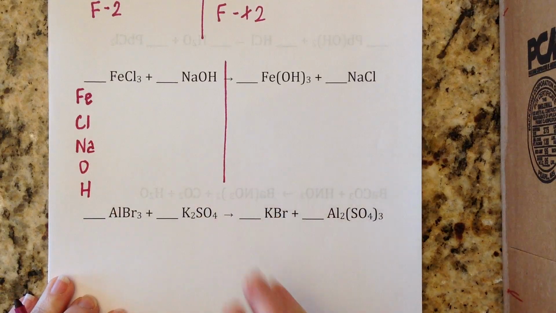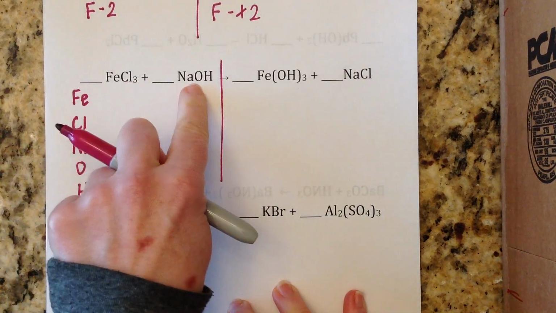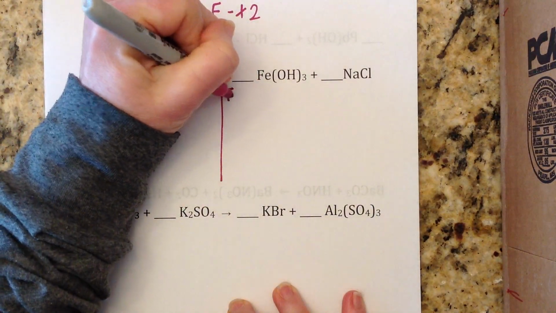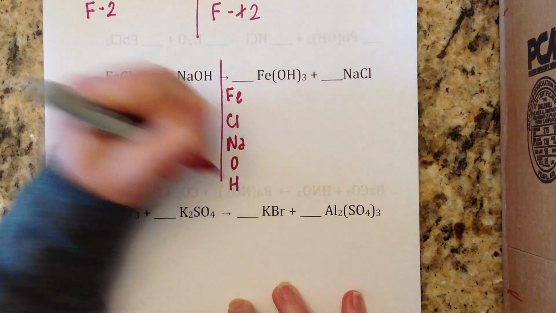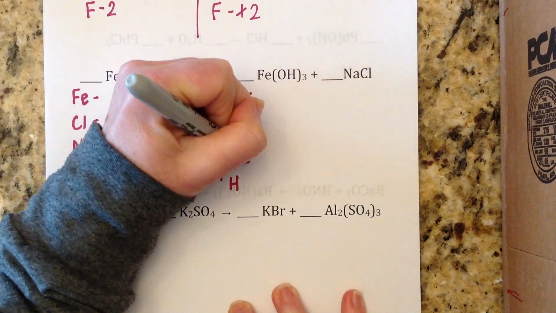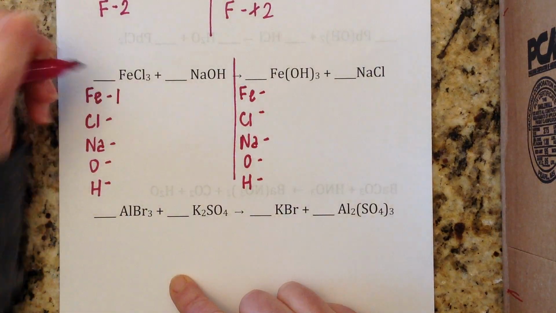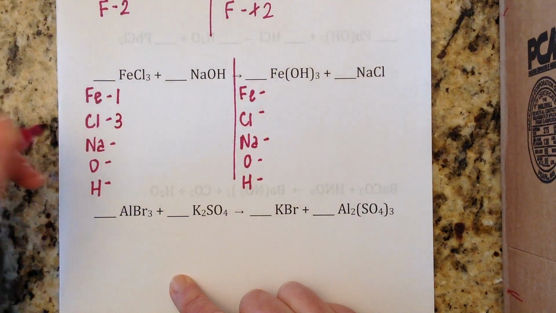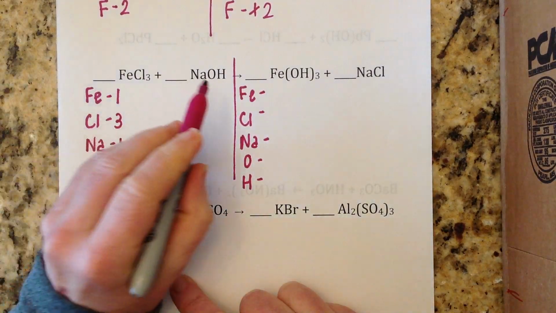I'm going to take this list and repeat it on the other side. My list is always in the order of the way I've read this first side from left to right, and then you just want to repeat this list on the other side so you're comparing straight across. So I have iron, chlorine, sodium, oxygen, and hydrogen. So now let's count up how many we have of each on each side. I've got 1 iron, and that's an understood subscript of a 1. I have 3 chlorines, 1 sodium, 1 oxygen, and 1 hydrogen.